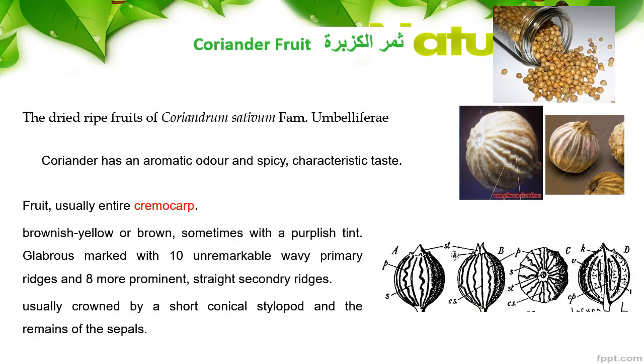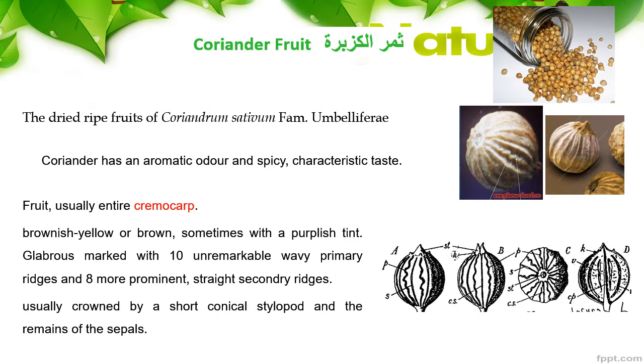Coriander is obtained from dried ripe fruits of Coriandrum sativum, family Umbelliferae. The coriander has an aromatic odor and spicy characteristic taste. It usually exists as entire fruit. This is the shape of coriander fruits, an enlarged fruit, and a diagram of the morphology of the fruit.